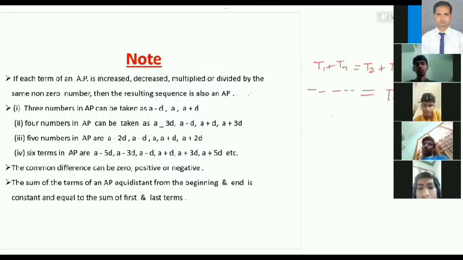It means what? The Rth term from the starting and the Rth term from the last. If you add these both terms, you will get equal to T1 plus Tn. For example, I will show you by example also.